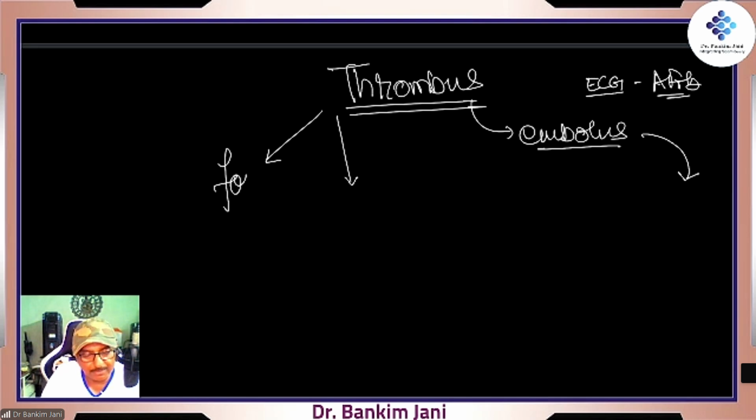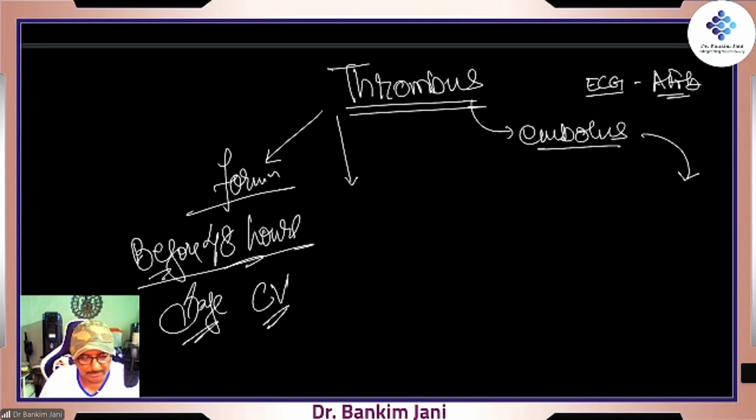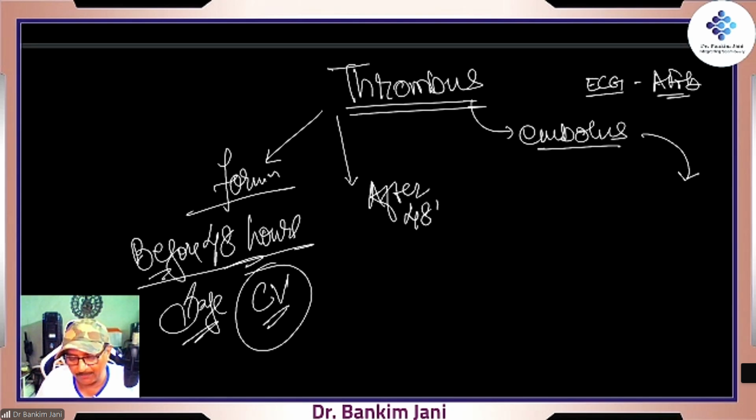Thrombus formation occurs after 48 hours. Two days are needed. So if you know the patient has developed AFib just now, use cardioversion safely. Nothing would happen. Before 48 hours, cardioversion is safe because the thrombus will take 2 days to form. But what if it is after 48 hours? Don't take a chance. After 48 hours, cardioversion is dangerous.